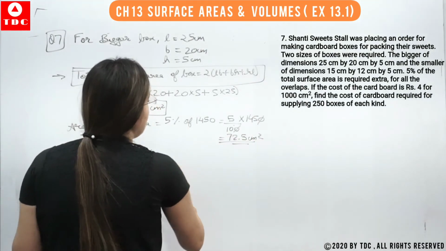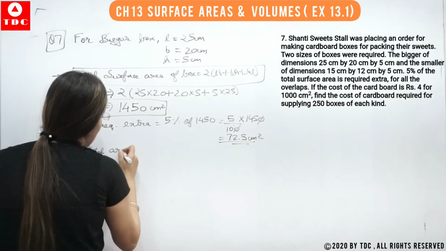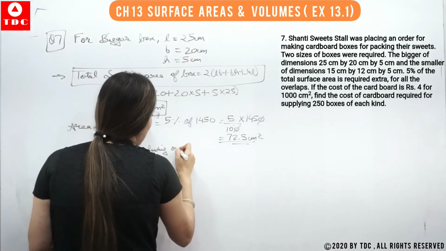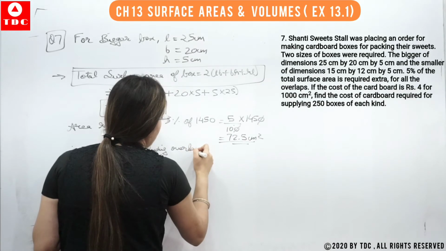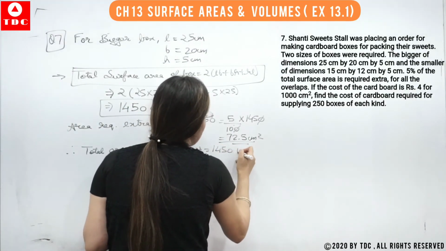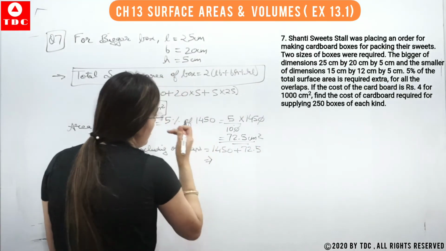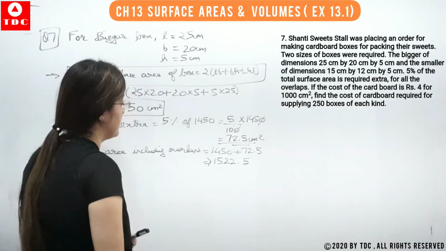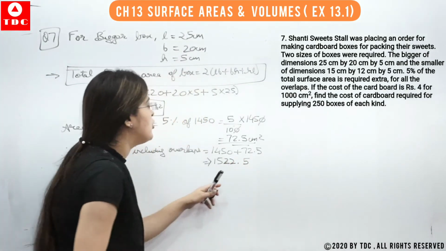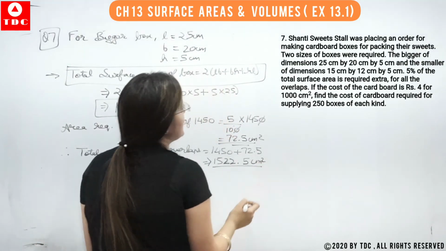So what will be the total area now? Therefore total area including overlaps, that means extra, will be how much? 1450 plus 72.5. Okay, see how much will you get? Add them. Okay, how much will you get? 1522.5 centimeters square. Okay, this is your total area.